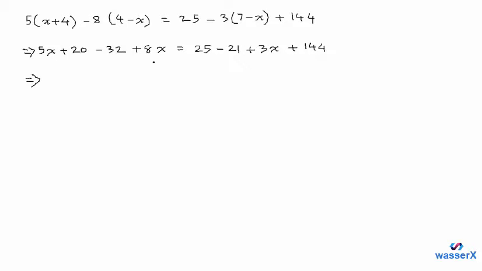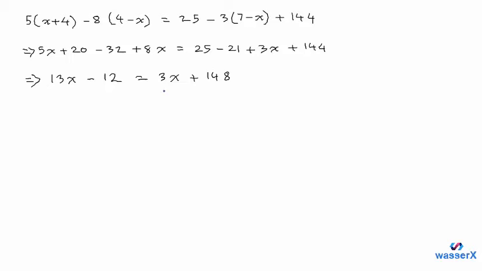We have a 5x, we have an 8x. So 5x plus 8x is 13x. Plus 20 minus 32 is minus 12. Is equal to, we have only one single term in x on the right hand side. So that's 3x. And then we have 25 minus 21, that's 4. Plus 144, that's 148. We have x on both sides of the equation at this point. We need all the x on one side and all the constants on the other side. Let's do them one at a time.